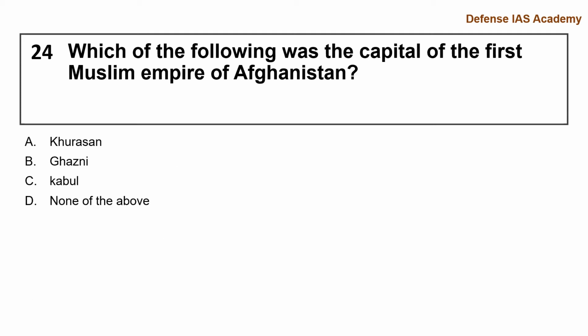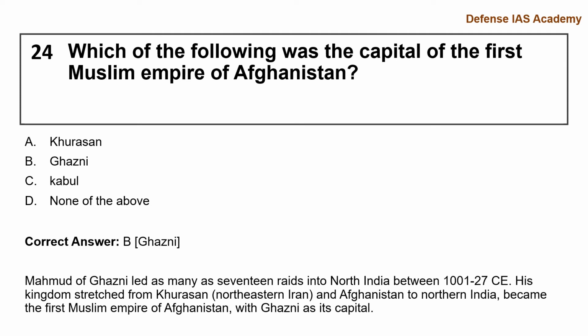Question 24. Which of the following was the capital of the first Muslim empire of Afghanistan? The correct answer is option B, Ghazni. Muhammad of Ghazni led as many as 17 raids into North India between 1001 and 1027 CE. His kingdom stretched from Khorasan and Afghanistan to northern India. He became the first Muslim empire of Afghanistan with Ghazni as its capital.